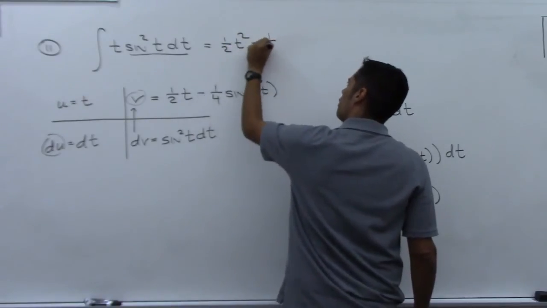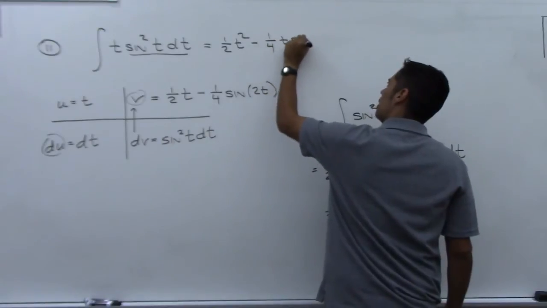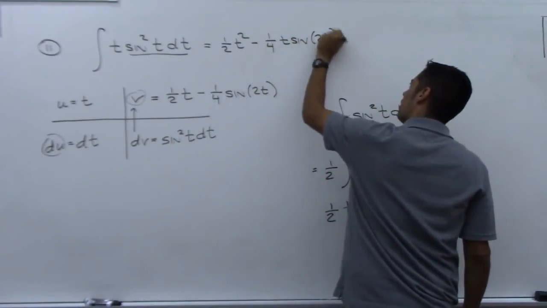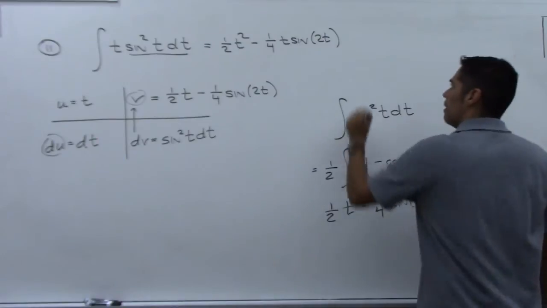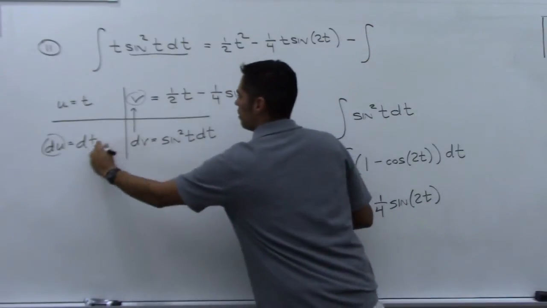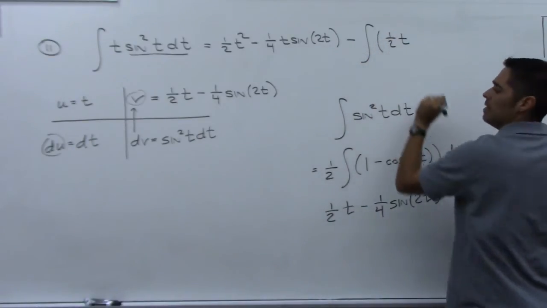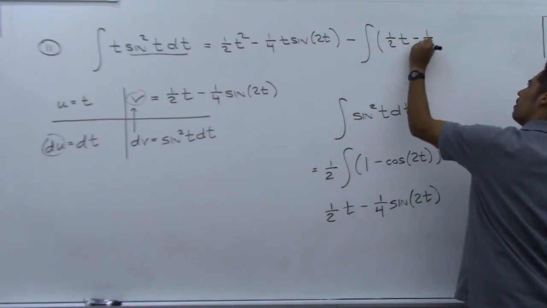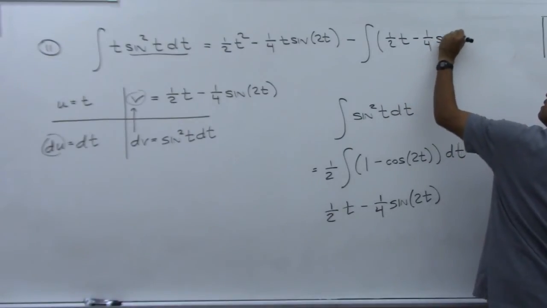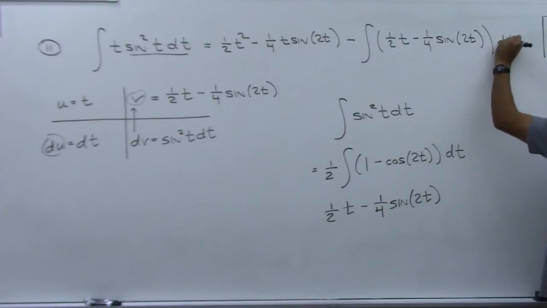Minus 1/4, then I'll bring that t in right here, t sine 2t, now minus the integral of v du, which is this across. So 1/2 t minus 1/4 sine 2t dt.